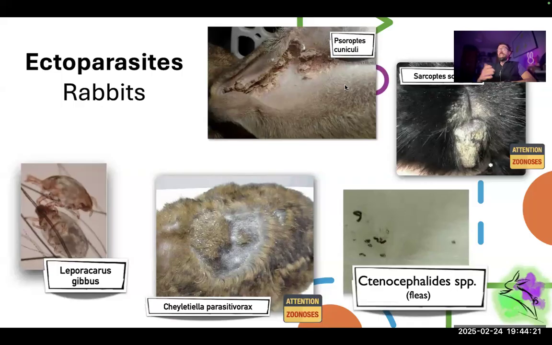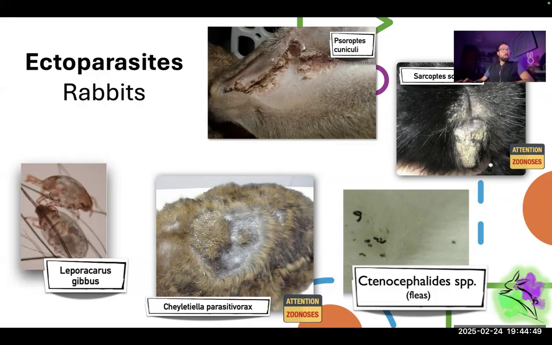Then we have the fleas. Rabbits can have fleas, though they are not as common as mites, and most of the time they are transmitted to rabbits by dogs, cats, or for example if the rabbit is living outside. Ticks are among all these parasites probably the least frequent in rabbits, but not unlikely, for example, if a rabbit is living outside.